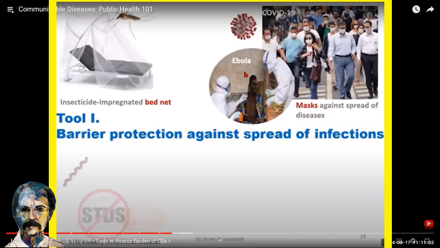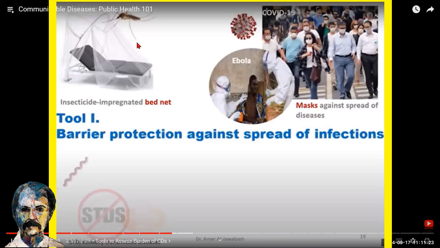So this is in the case of deadly diseases: Ebola, Nipah, Marburg, Bacillus anthracis, and so on. These are very deadly. Smallpox. Also, we have these insecticide-impregnated bed nets in diseases like VBDs, vector-borne diseases.